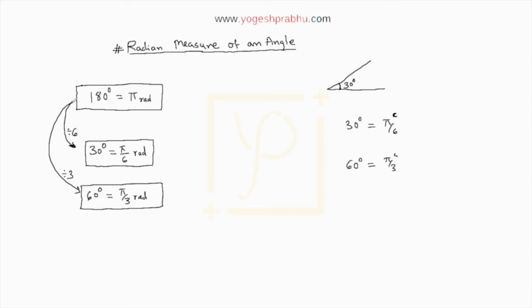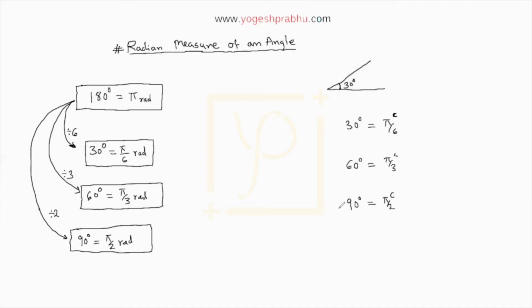Now let's get one more. Supposing I divide this by 2 on both sides, I'm going to get 90 degrees is equal to pi by 2 radians. Now that's another conversion. I'm just writing down all the standard angles. So 90 degrees is pi by 2 radians.